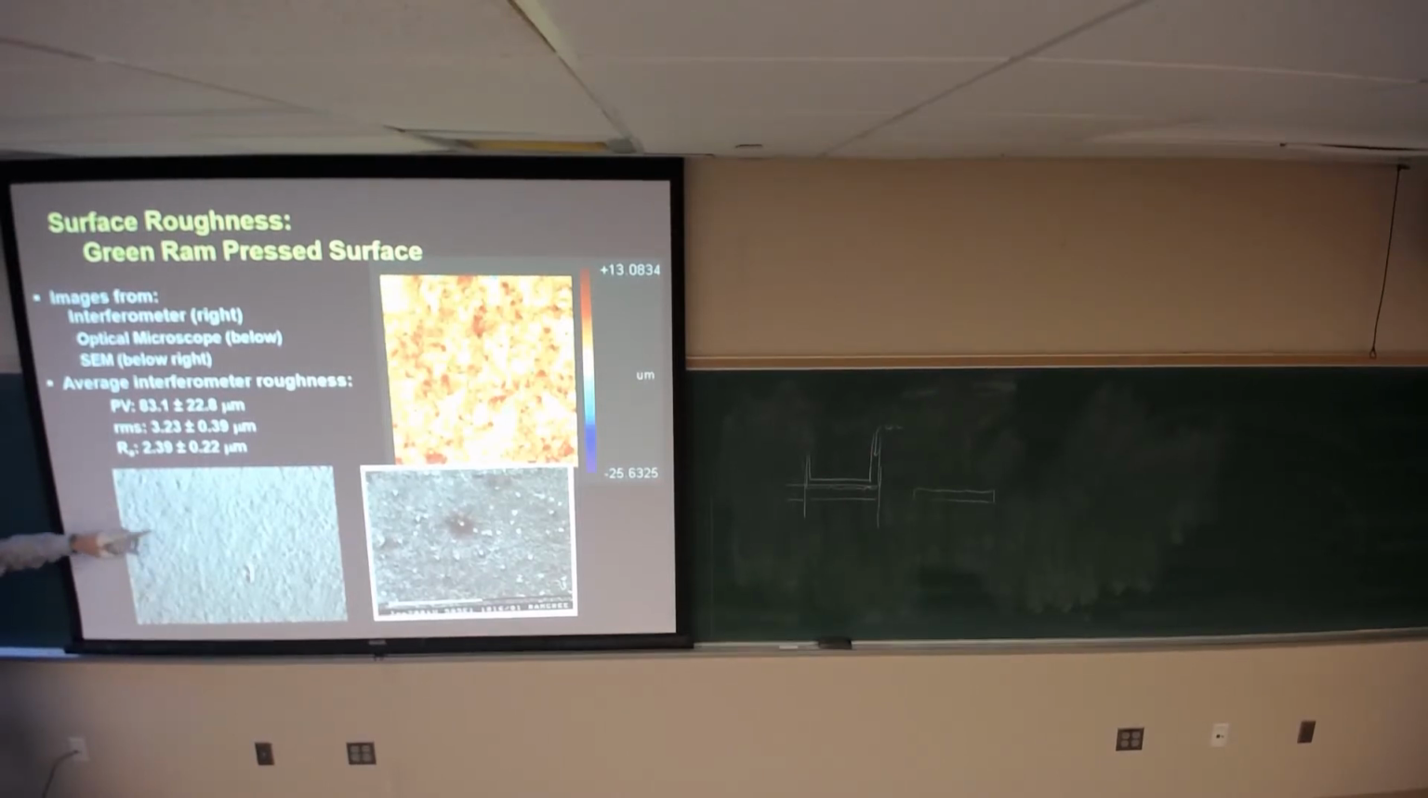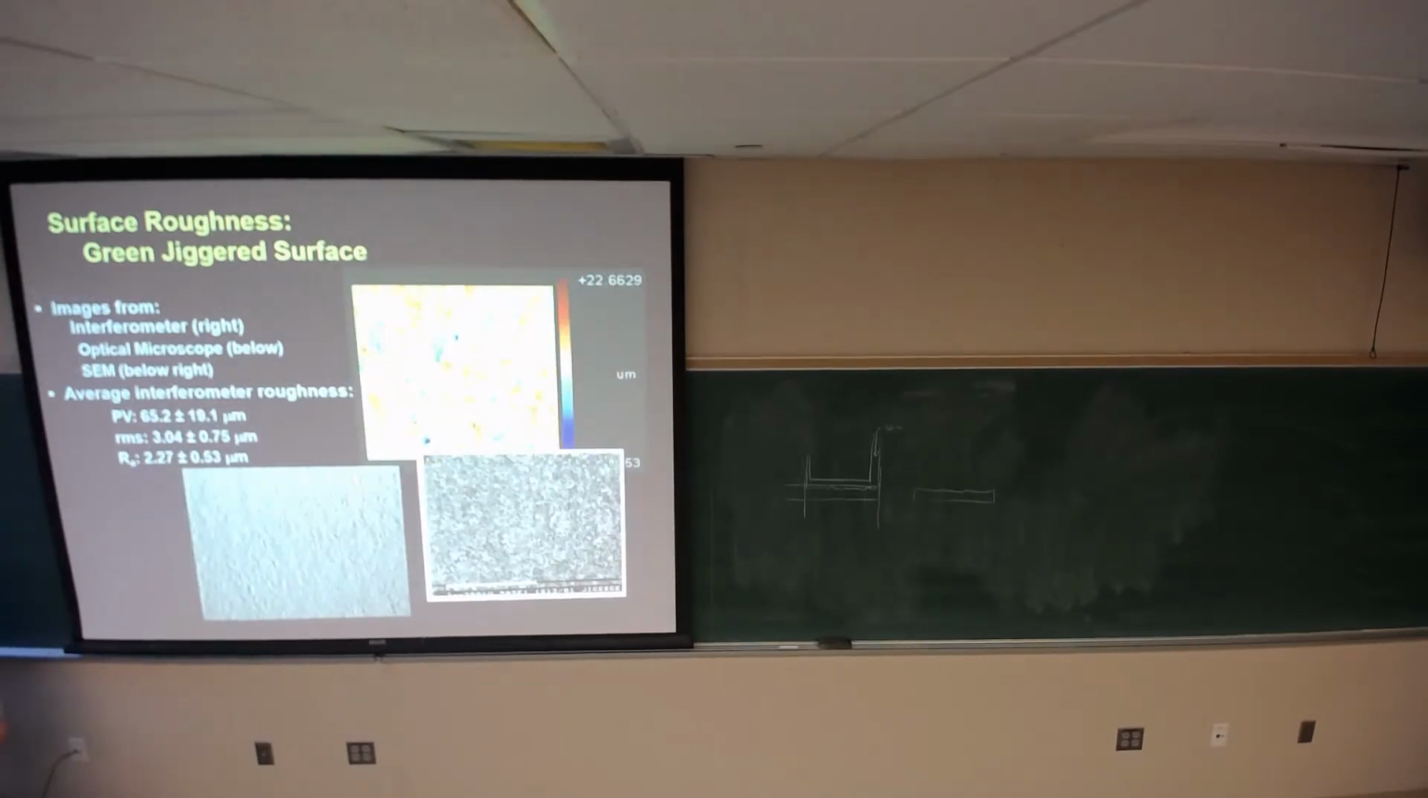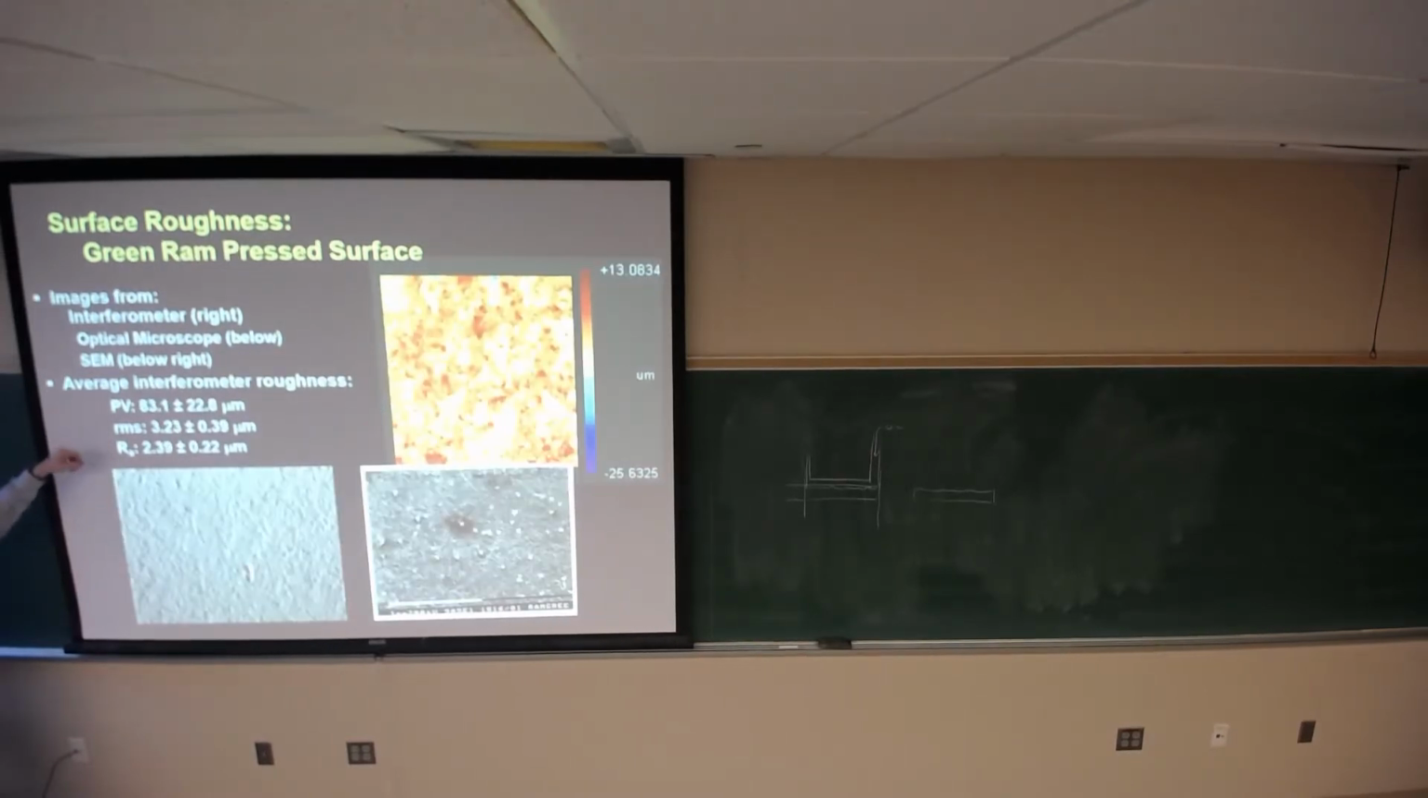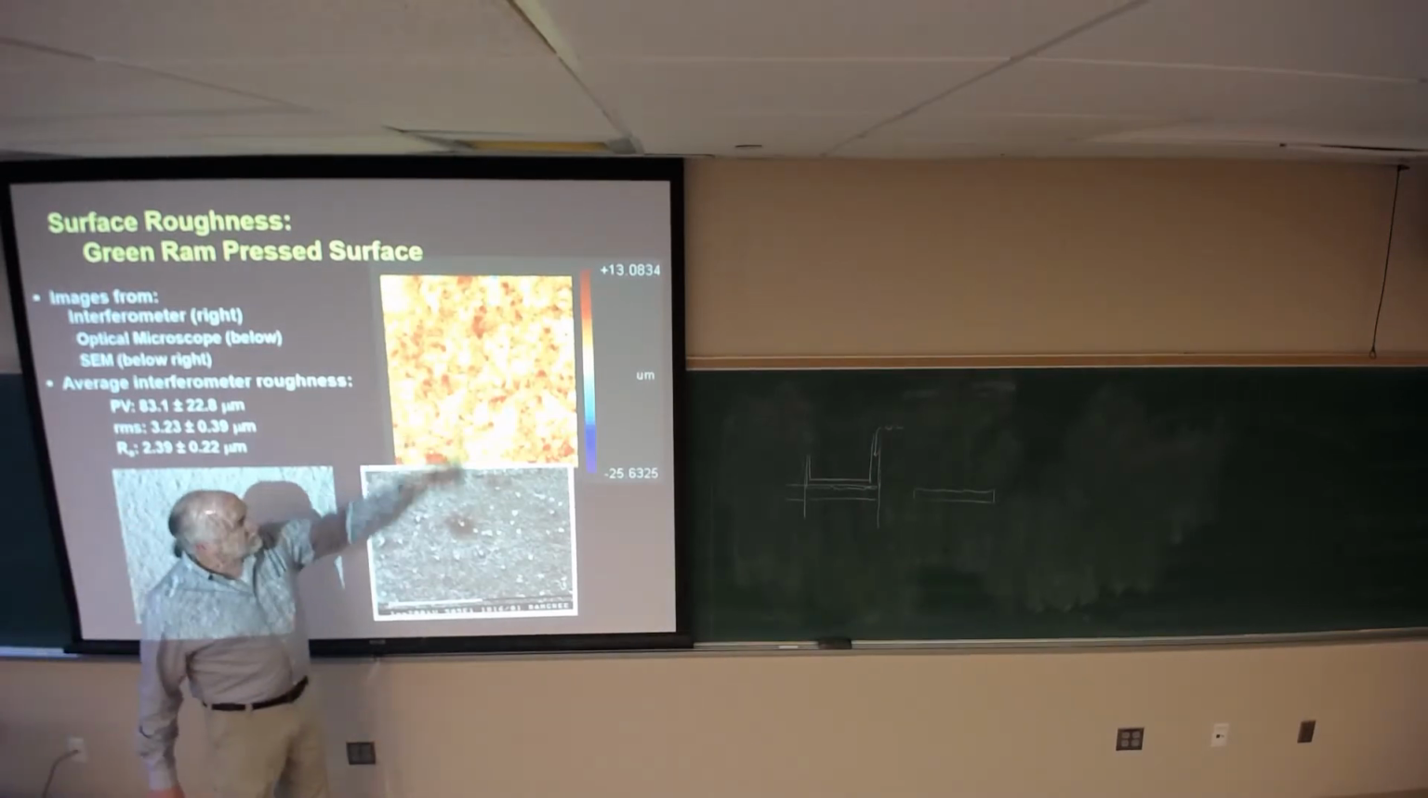So you can see the quality of the surface in the upper right with the surface roughness measurements. Okay, they're really quite uniform. Your peak to valley here is 65 microns. Here, your peak to valley is 80 microns. That's measuring from a very small divot to the top.